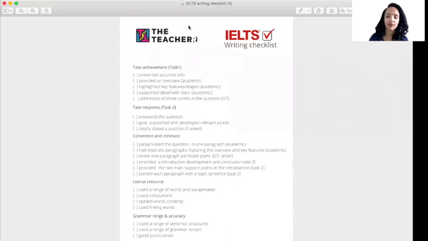So as you can see, I'm looking at the IELTS checklist here, and I want to go over the criteria that we're going to be covering very quickly with you, just so that you understand what's expected of you on the test and how you can do it.